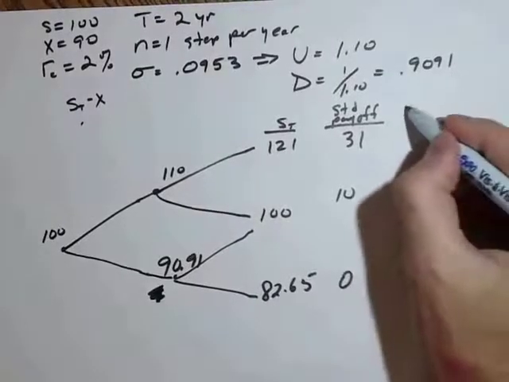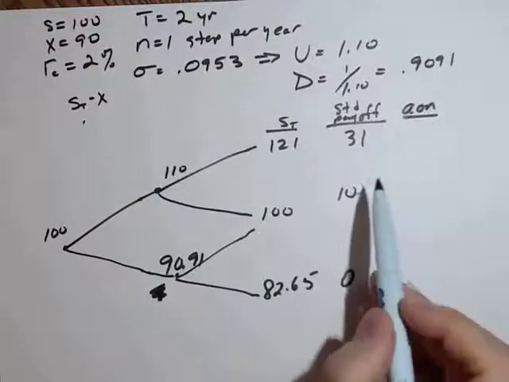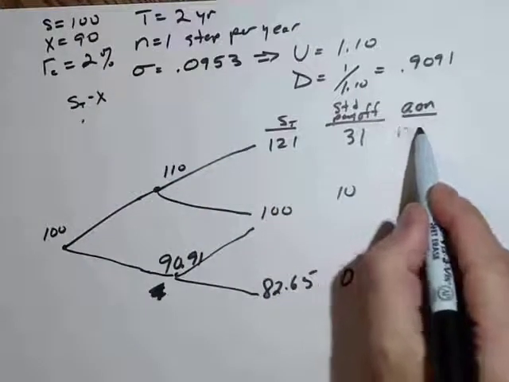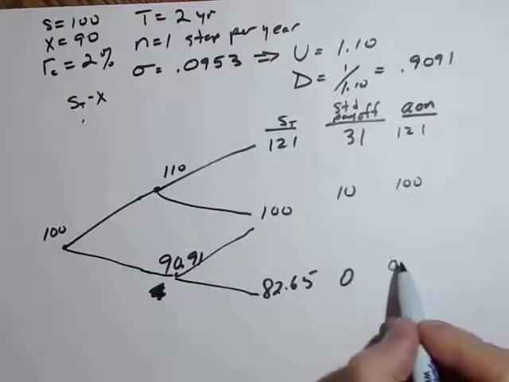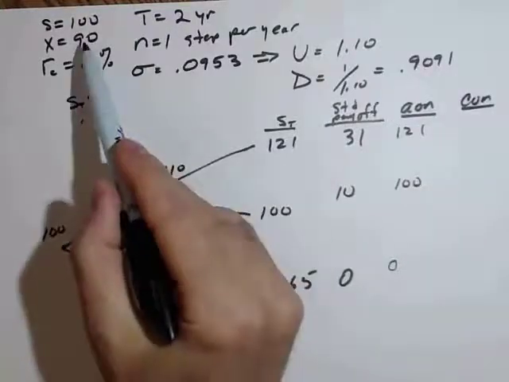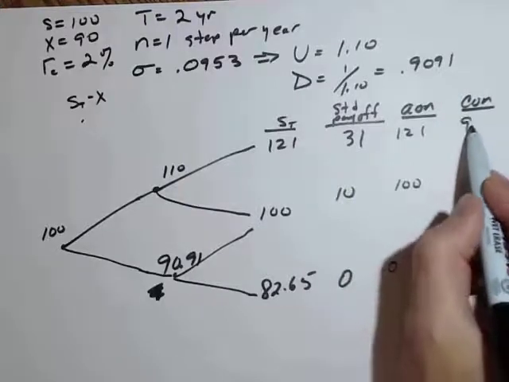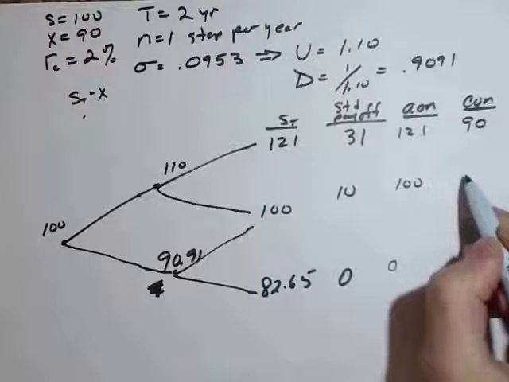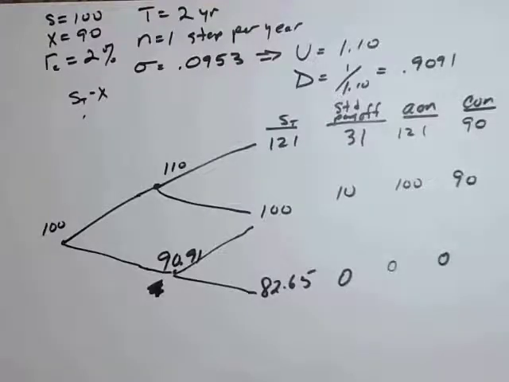Let's look at the asset or nothing. If the stock is above the strike, which is 90, it's going to pay off the stock price. So it's going to be 121. It'll be 100 because 100 is above 90. It's going to be 0. And for the cash or nothing, which is going to pay 90, the payoff will be 90. Because we're looking at long options, we're going to receive 90. We'll receive 90. We'll receive nothing because the option's out of the money.